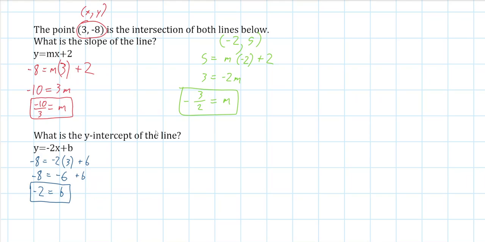Okay, using that same point for this next one. So what we would do is we'd get 5 equals -2 times -2 plus b. We'd get 4 plus b, and we'd move the 4 over, so we'd have 1 equals b.